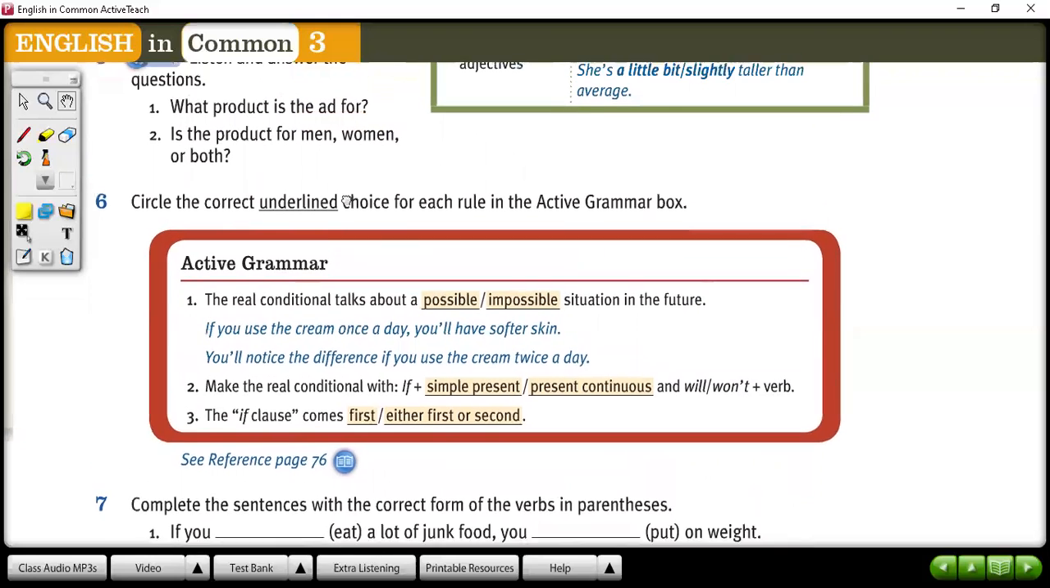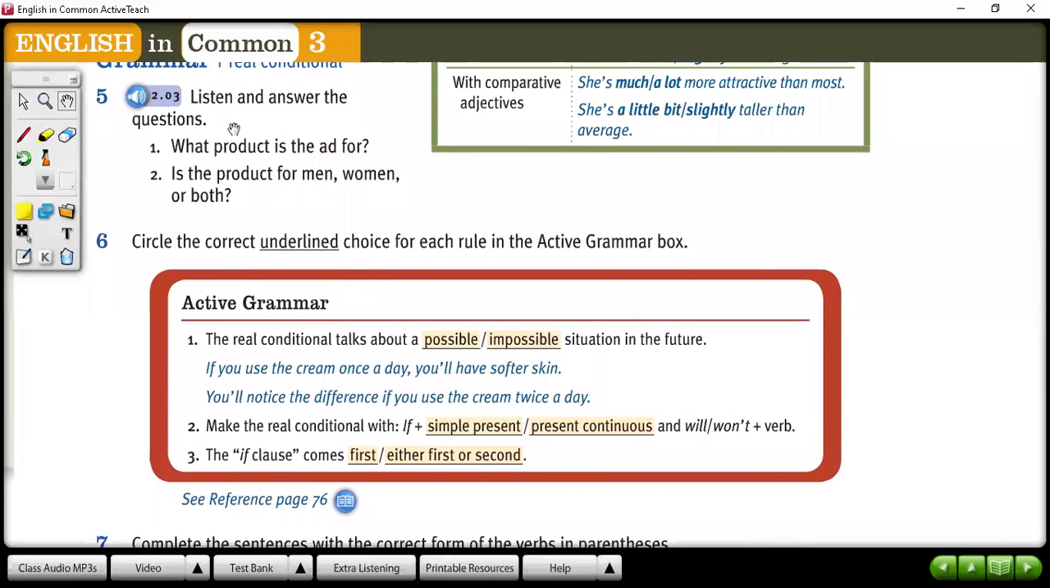So of course this is related to the listening, okay? And another example, you'll notice the difference if you use the cream twice a day. So here we have conditions, okay? Conditional sentences, conditional clauses. I will explain in a moment.